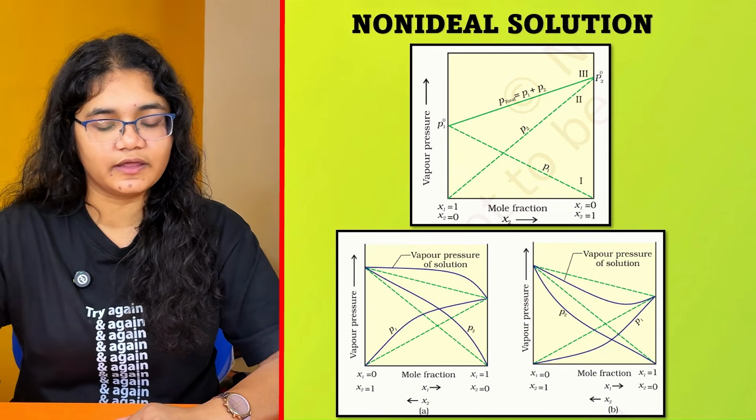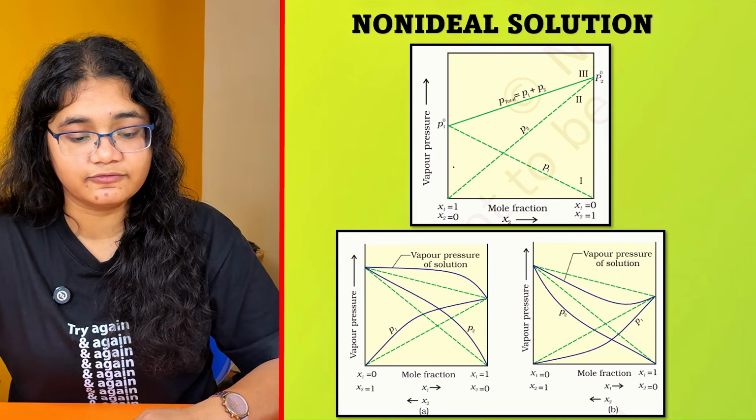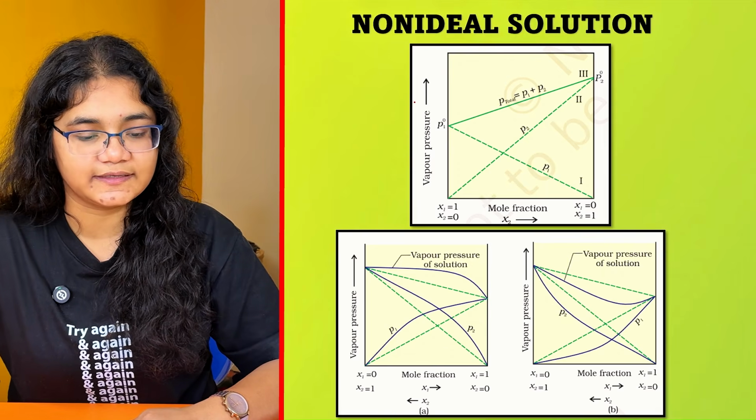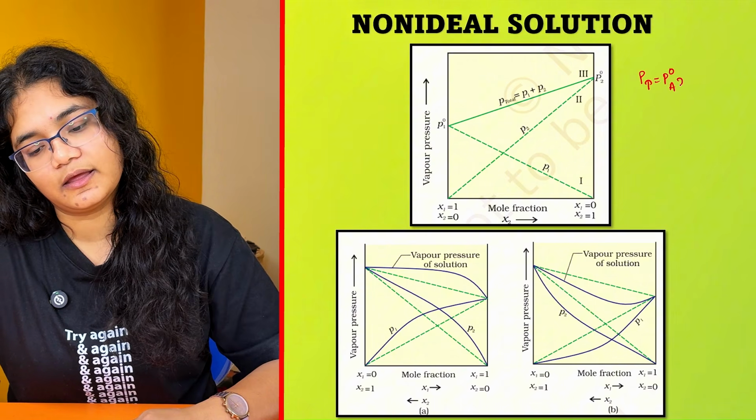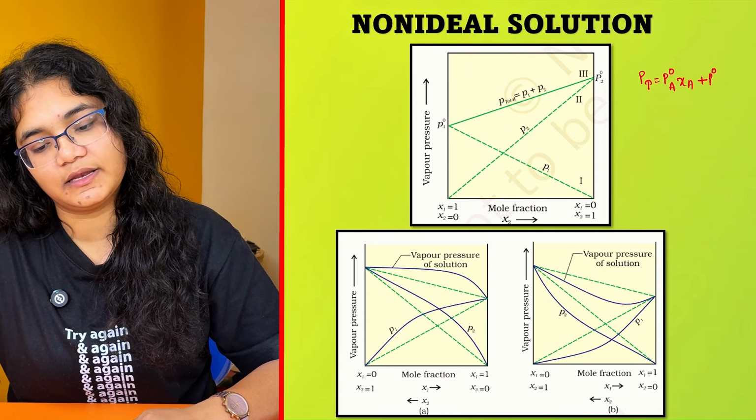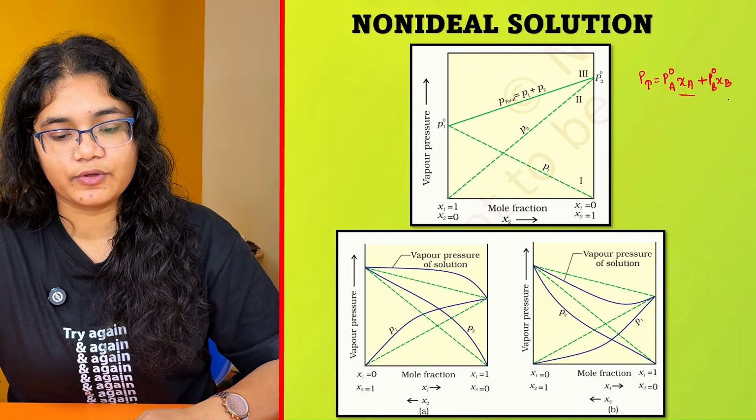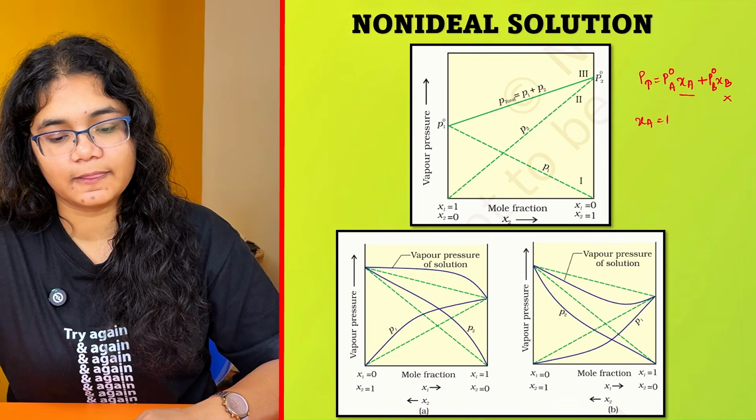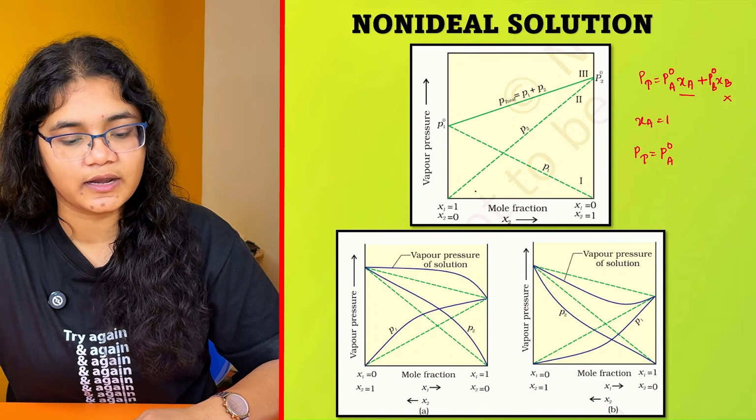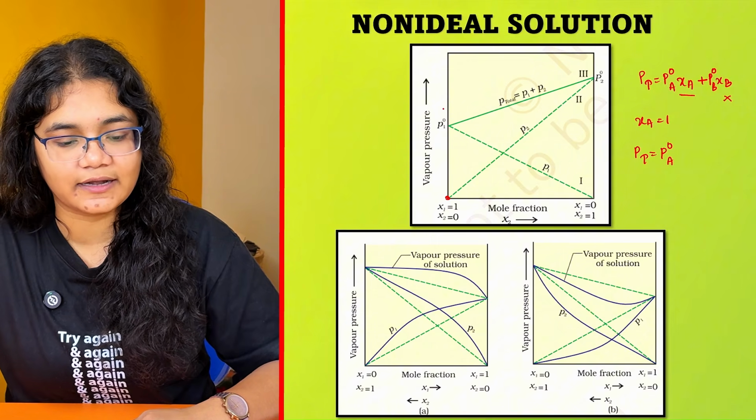Now let's talk about the graph. The graph can be asked in the exam, so please prepare the graph thoroughly. For an ideal solution, P total is equal to P naught A XA plus P naught B XB. Now when you have only A, there is no B. At that point, if XA is equal to 1, then what is the value of P total? P total is equal to P naught A because XA is equal to 1. So imagine when only x1 is present, at that time what is the pressure?